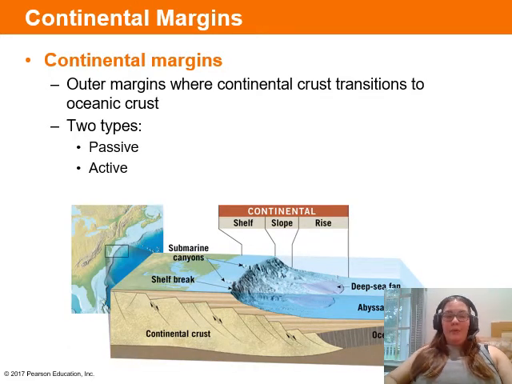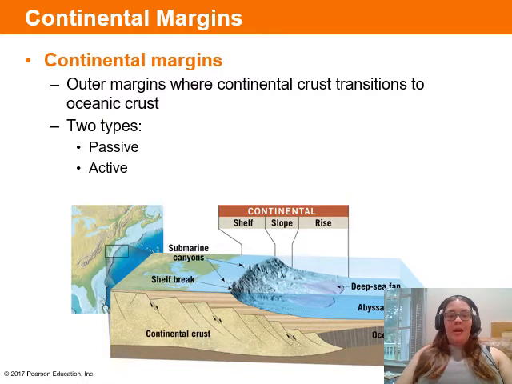So again, when we're talking about these continental margins, it's basically the margin or the edge of our continents. It's where the continental crust or the continental lithosphere stops and the oceanic lithosphere begins. And we have two different types of these continental margins.